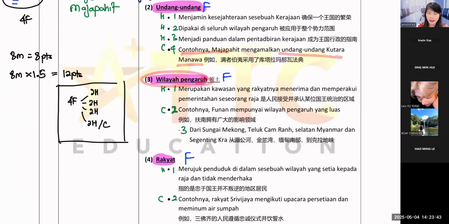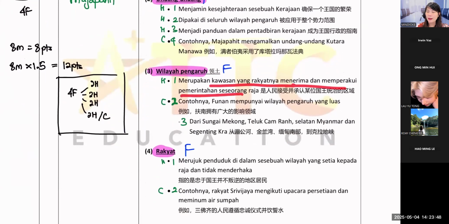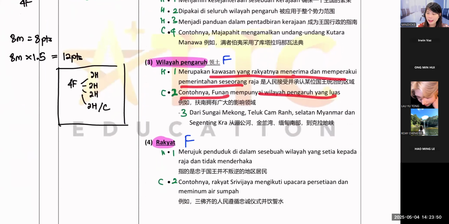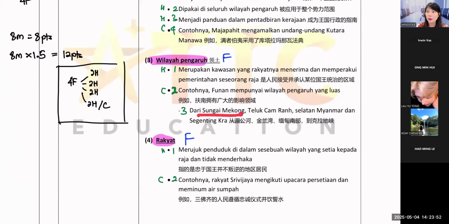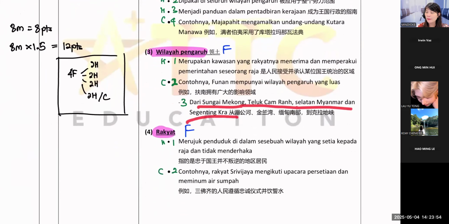Wilayah Pengaruh instead is a land where citizens accept and approve the king. Example, Funan have a very wide land, including Sungai Mekong, Teluk Kamran, Selatan Myanmar, Sekeningkrak. You give any two examples, so can already.